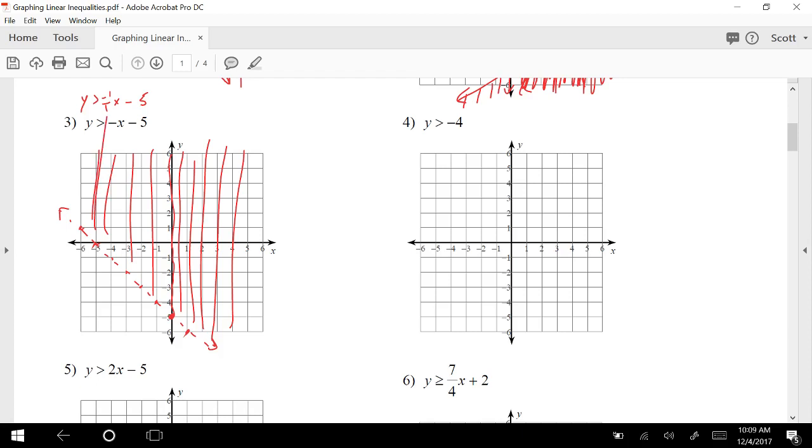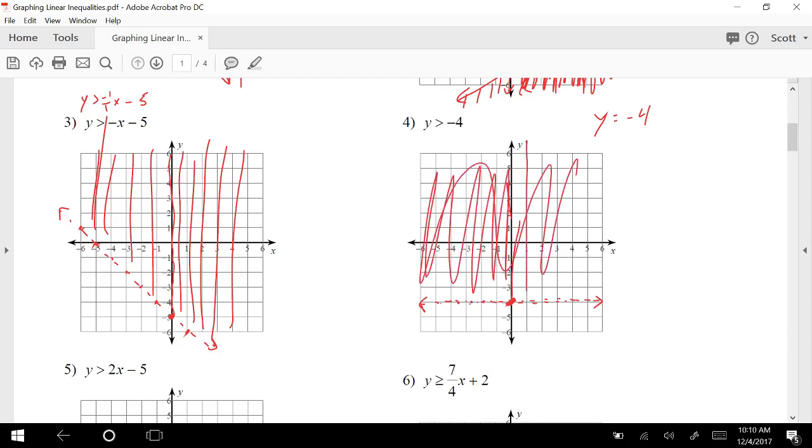Number 4, y is more than negative 4. So let's go to negative 4. If we were to graph y equals negative 4, it would be a horizontal line at negative 4. And that's basically what we're going to do, except this is a dashed line because there is no equal sign underneath. More than would be above the line. So all of this above the line satisfies.